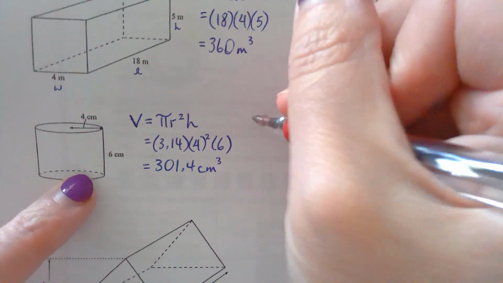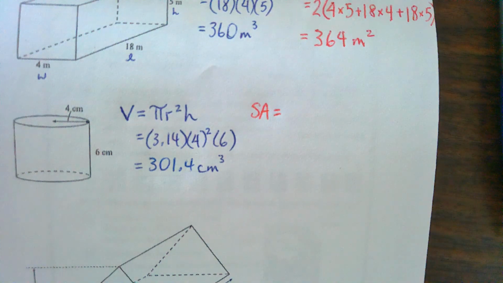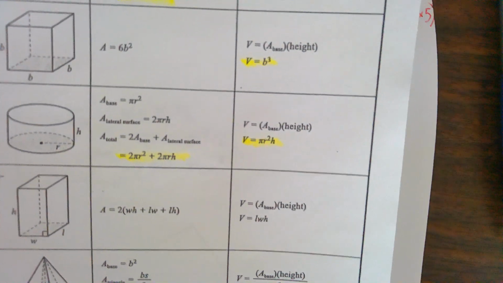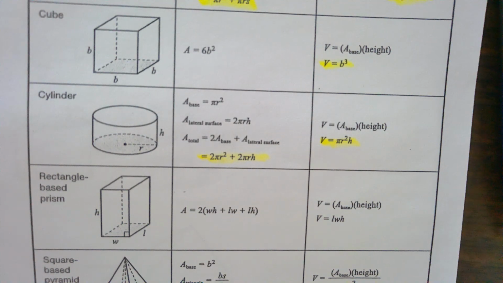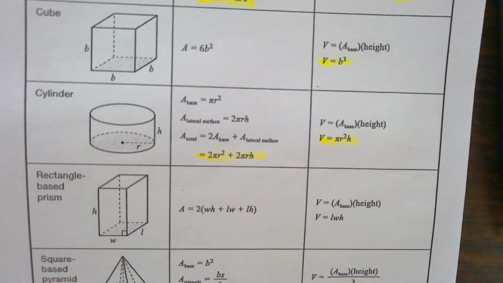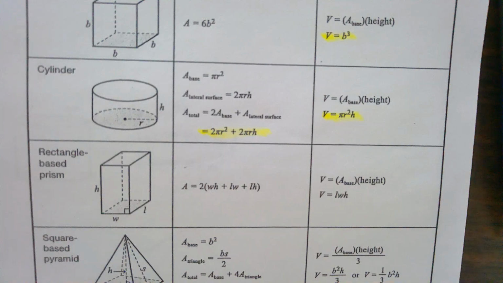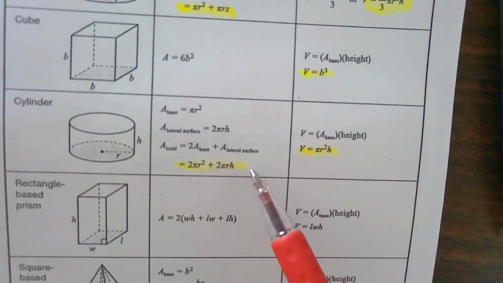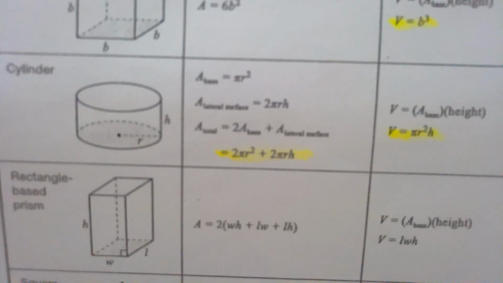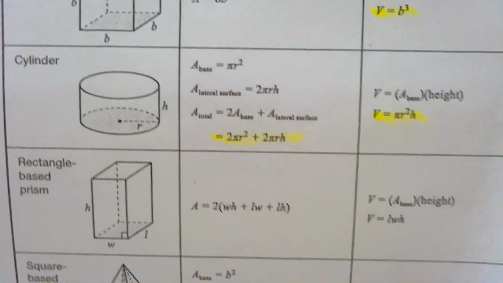Okay, surface area. Surface area of the cylinder. Let's see, Titus, can you tell me the formula for surface area of a cylinder? Okay, you can look at your formula sheet on page 4. So surface area, cylinder. A base equals pi r squared. Right, okay, so just like I was saying, you want to just take the last line of the formula sheet.